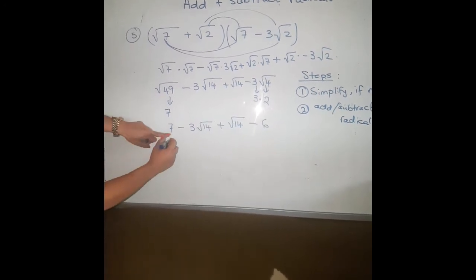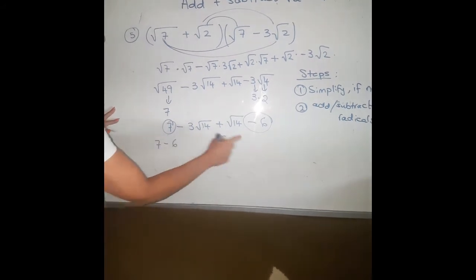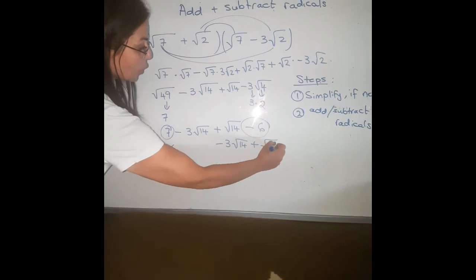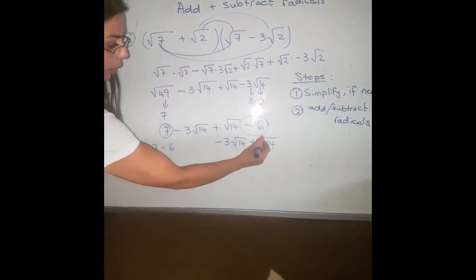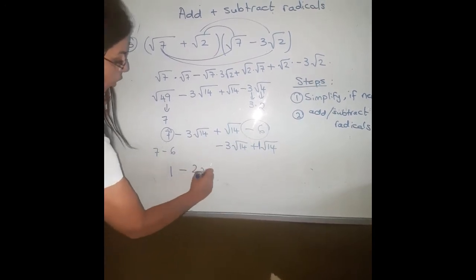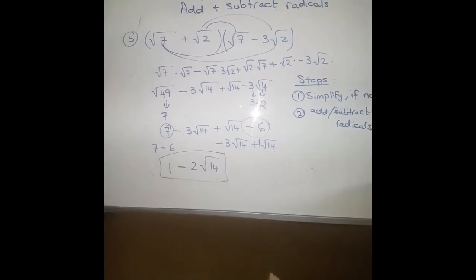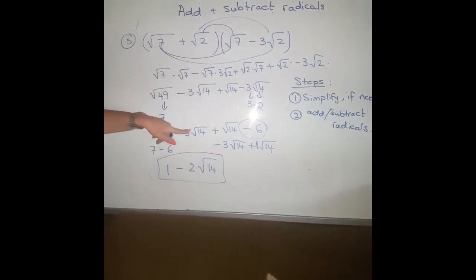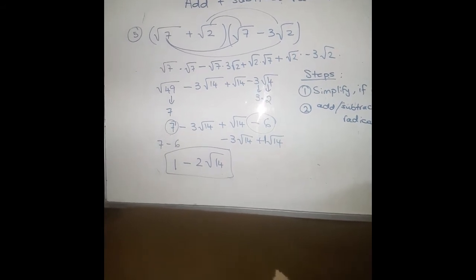Where are my like terms? I have a 7 minus 6. On the other hand, I have negative 3 radical 14 plus radical 14. 7 minus 6 is a 1. Minus 3 plus, there's no number here, so it's an invisible 1. Minus 3 plus 1 is a negative 2 radical 14. This is my answer. Did you see what we did? We first distributed and multiplied, then we started simplifying our radicals, and then we added or subtracted our alike radicals.